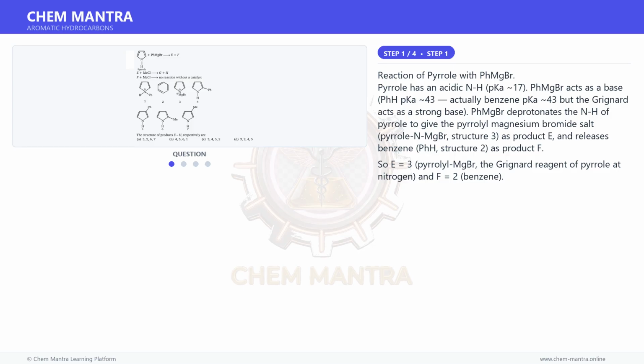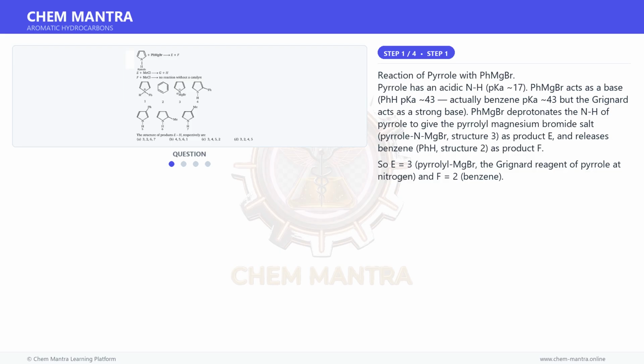Pyrrole has an acidic NH, pKa ~17. PhMgBr acts as a base, PhH pKa ~43, actually benzene pKa ~43, but the Grignard acts as a strong base. PhMgBr deprotonates the NH of pyrrole to give the pyrrolyl magnesium bromide salt, PyrroleMgBr, structure 3, as product E, and releases benzene, PhH, structure 2, as product F.